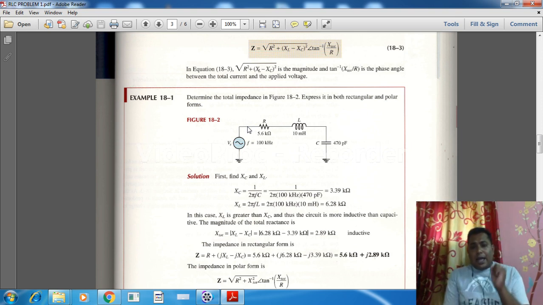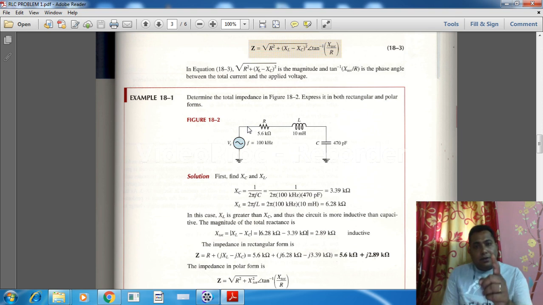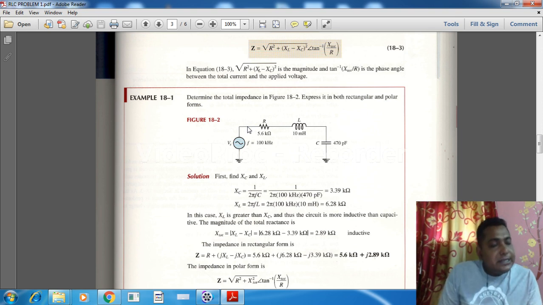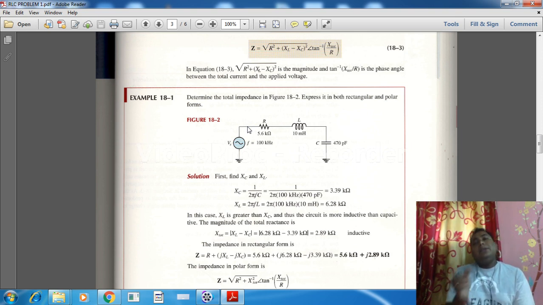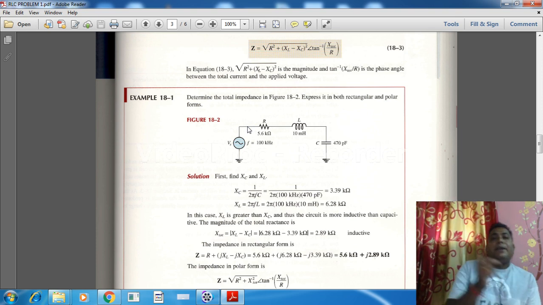As you can see in the diagram, the R value is given, the L value is given, the C value is given, but the XL value is not given and the XC value is not given. But in the impedance equation we need XL and XC. So first of all, from the value of L we have to find out XL, and from the value of C we have to find out XC.